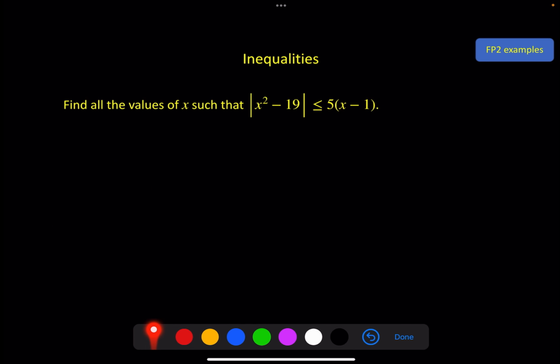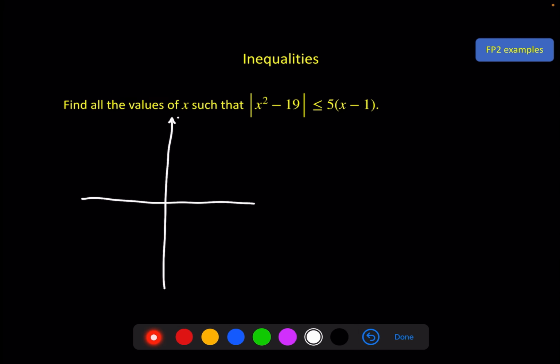Here we've got find all the values of x such that the modulus of x squared minus 19 is less than or equal to 5x minus 1. So let's start by drawing those graphs. 5x minus 1, that's a nice easy one, nice straight line, comes down quite steep like this, where this is a 1 and this is a 5, minus 5.